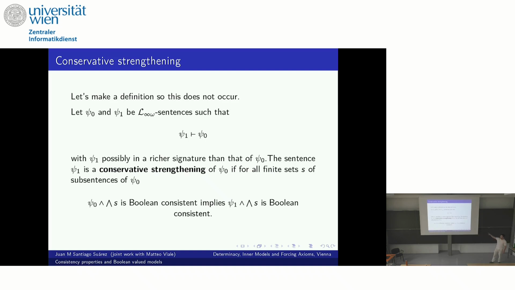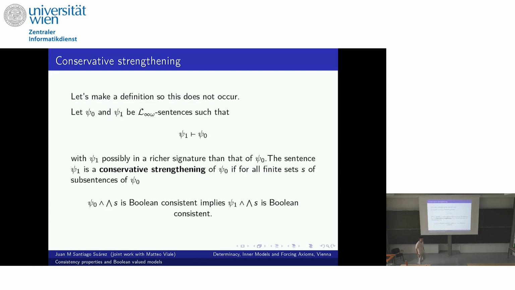This is the key argument in everything we will do today, okay? So, let me repeat. The problem is that we cannot just say this sentence is stronger and this is enough. We need to measure the difference between both sentences. And the difference will be measured by this conservative thing we add, which says you take sub-sentences of the weak formula. If they are consistent with the weak formula, then they have to be consistent with the strong formula.